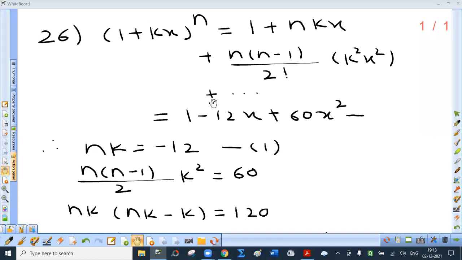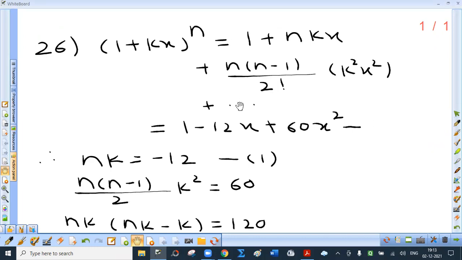26th, suppose (1 plus kx) raised to n is 1 minus 12x plus 60x square and so on. Find k and n. Now what is (1 plus kx) raised to n? I hope you remember the expansion. 1 plus n into kx plus n into (n minus 1) by 2 factorial. 1 raised to, but that is 1. That is why I have directly written square of kx. That is k square x square.